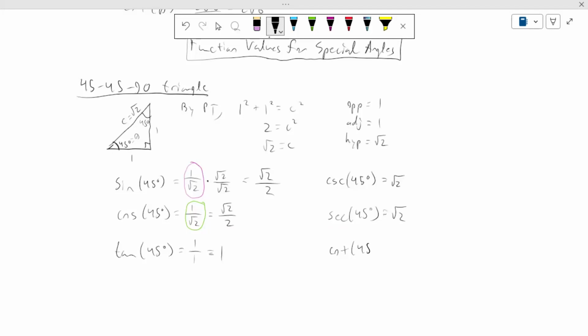Cotangent of 45 degrees, well, it's just the reciprocal of 1, which is 1 over 1, which is still 1. Okay? So cotangent of 45 degrees is also equal to 1. Okay? So any questions on that?